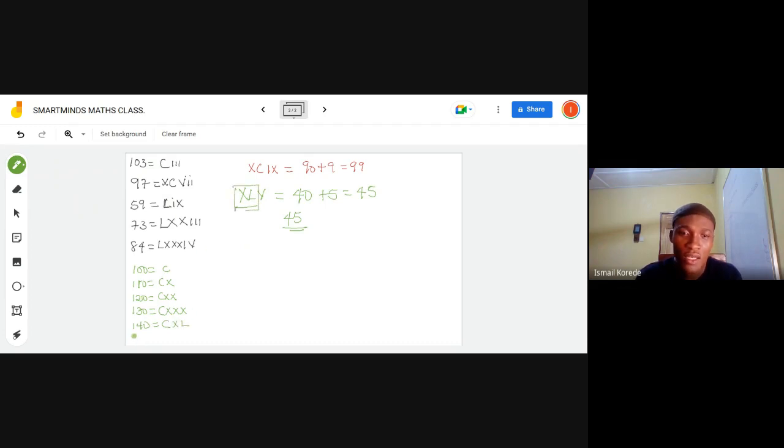Good. So 150, that's 100 plus 50. Let's take 160 now. 160 is 100 plus 60. 100 is C, 50 is L, another 10, that's X. So 160 is CLX. 170, that's C for 100, then 70 is LXX. 180 is CLXXX.